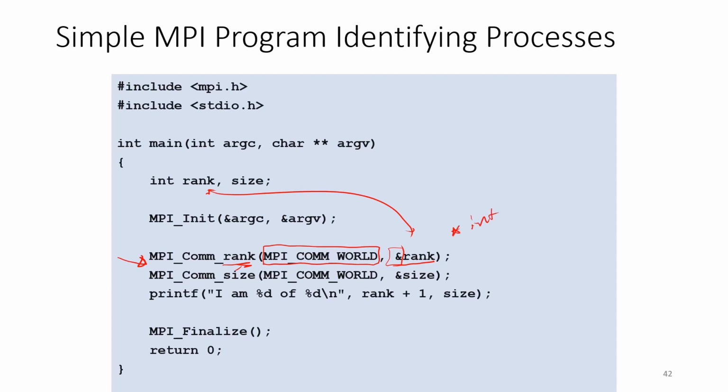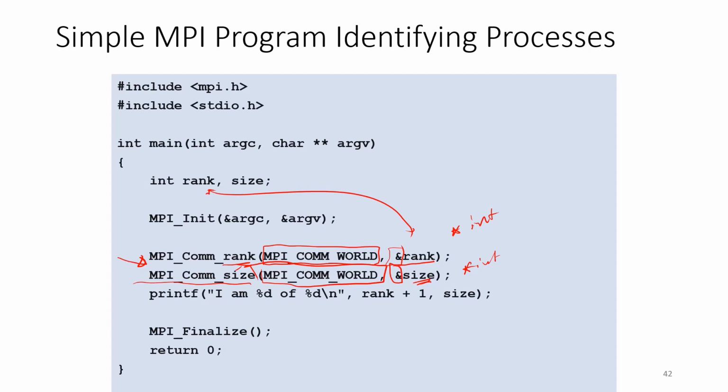The other function is MPI_Comm_size. You also have to provide a communicator name, and you can ask the MPI library to fill in the size for you in this size variable. It's another function that takes a pointer to an integer, and it fills in that integer with the right number, which designates the size of your communicator, or the number of processes in your communicator.